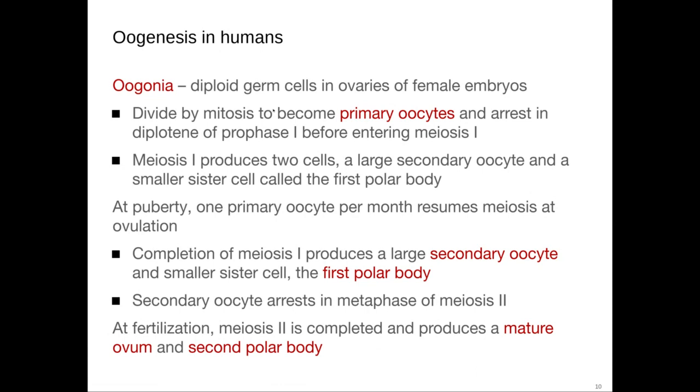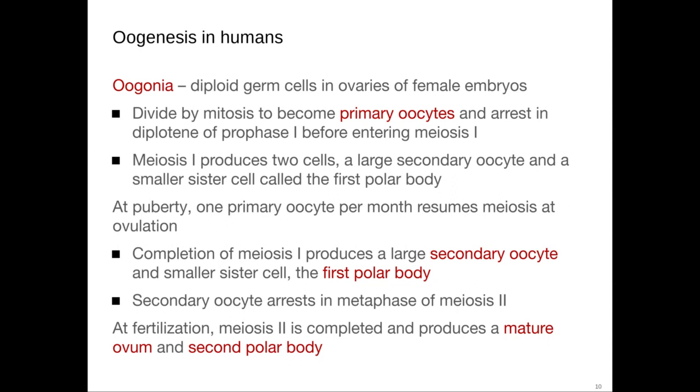So basically, we start off with oogonia. They divide by mitosis to become those primary oocytes. Then they halt. They basically just hang around for an extended period of time, and then they enter meiosis 1 when the time is correct. Now, meiosis 1 produces two cells: one large secondary oocyte, and a smaller sister cell, which we call the first polar body. And polar body will come up in a second.